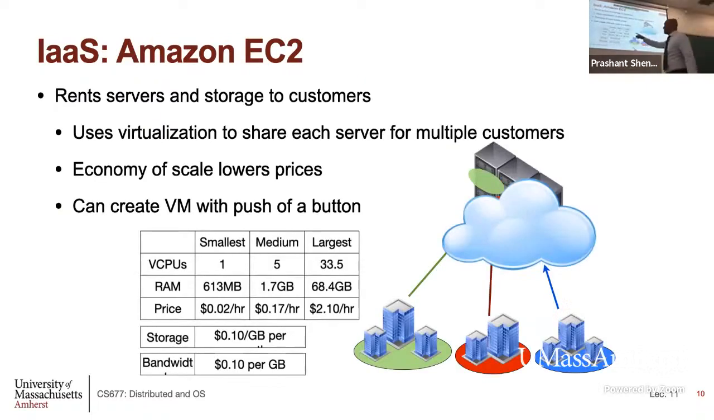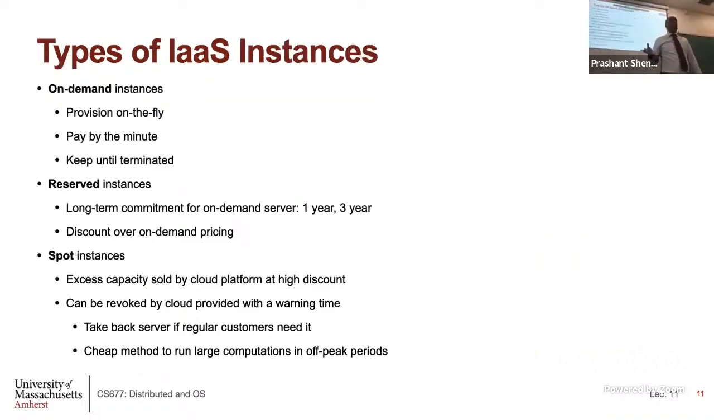Now these sizes of VMs will dictate the price, but the price will also depend on what type of commitment you are willing to make to the cloud provider. The simplest type of VM is called an on-demand VM. On-demand VMs can be purchased at any time. You can keep them for as long or as little as you want, and then you can terminate them and say, I'm done.